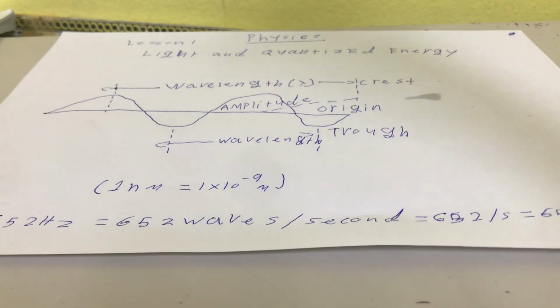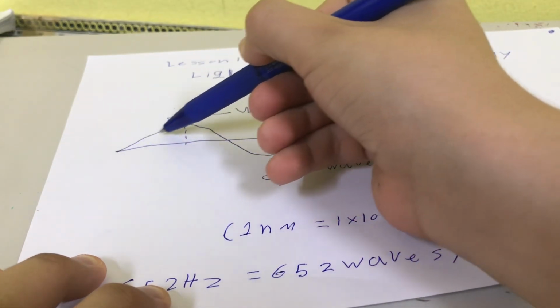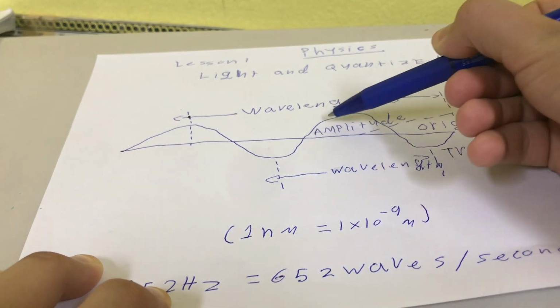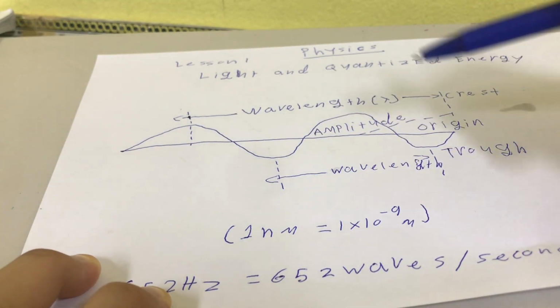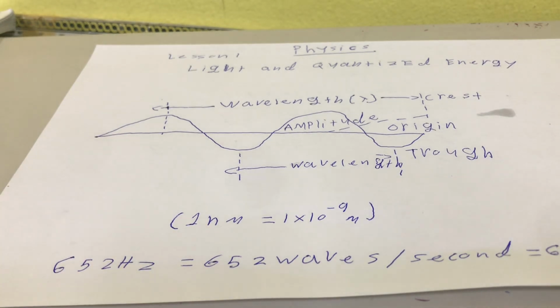And amplitude is this, going increasing and decreasing, increasing and decreasing. This is called the amplitude. Wavelength is usually expressed in meters, centimeters, or nanometers. So 1 nanometer is equal to 1 times 10 raised to the negative 9 meters.